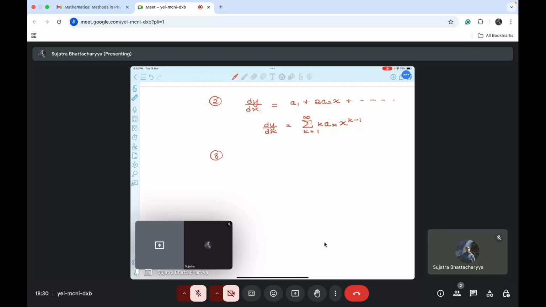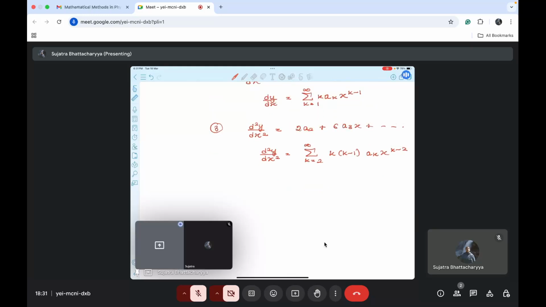Third, that is d²y/dx². What will it be here? Some 2a2 plus 6a3x and so on. It will continue. So can we write it in terms of summation? Yes, we can. This will be nothing but k equals 2 to infinity, with the double differentiation, a_k k(k-1) x to the power k minus 2. Again, below 2 you cannot write, because it becomes 1 upon x, 1 upon x squared, which is not the way we have represented the y.